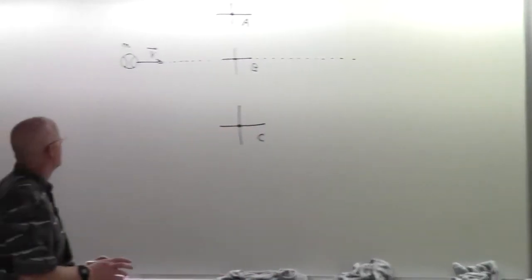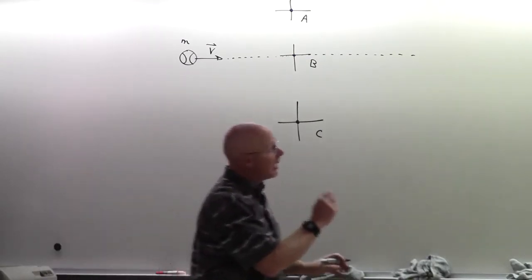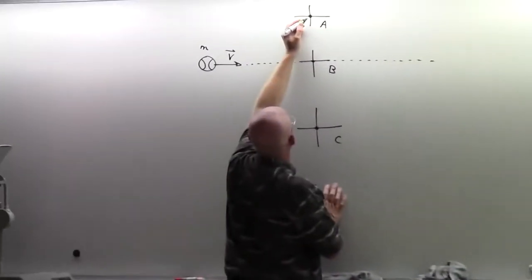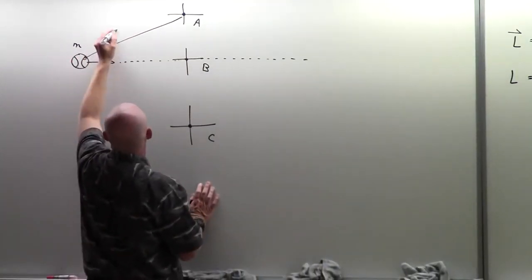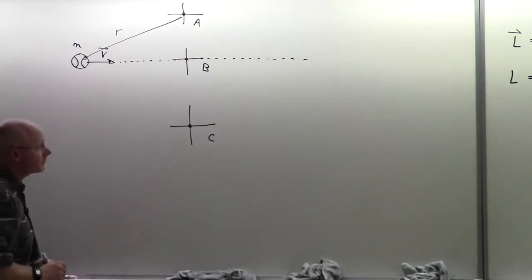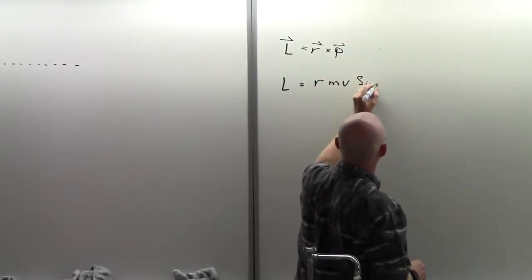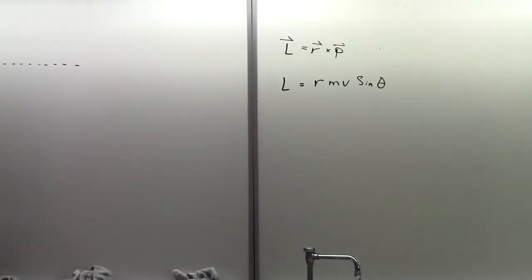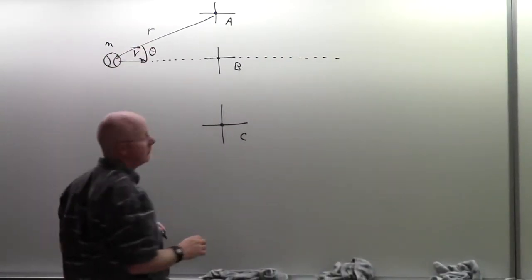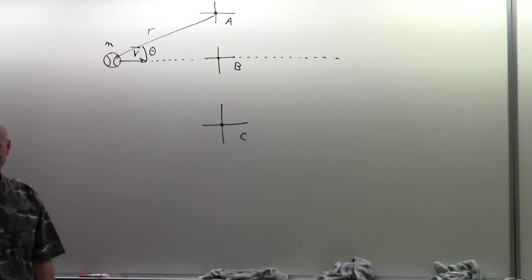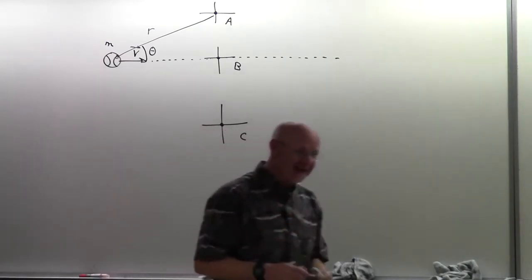Let's do A first. When the ball is right here, and I go to calculate the angular momentum, and I'll just do magnitude first, what would R be? Well, I guess R would be from the place I'm going to calculate it to the ball. There's R. Fair enough? And so I'll put an R. The momentum is mv, and the angle would, I guess, be that angle in between. Now, is that 0? No.